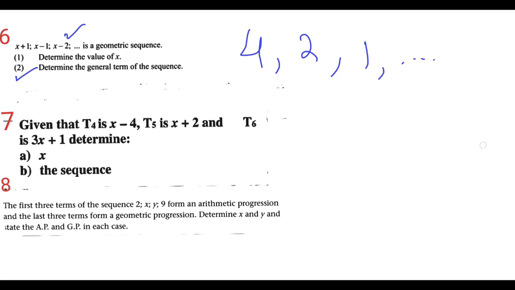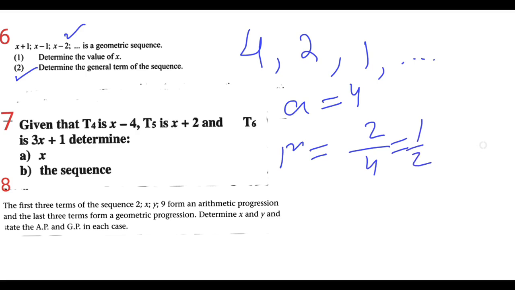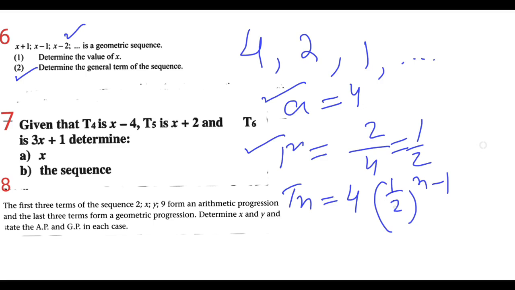Now for this sequence we need to find the nth term formula. So a is going to be 4, the first term, and the ratio r we need to find out. That will be term 2 divided by term 1, which will be 1 over 2. So I am going to substitute the first term and the ratio into the formula: 4 multiplied by (1/2) to the power n - 1. So this is my final answer. This is the general term of the sequence.